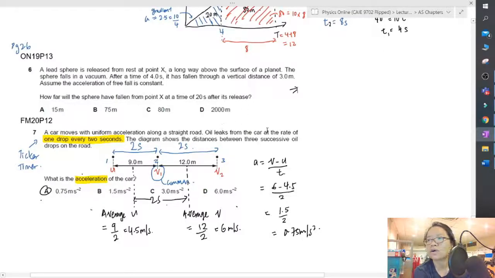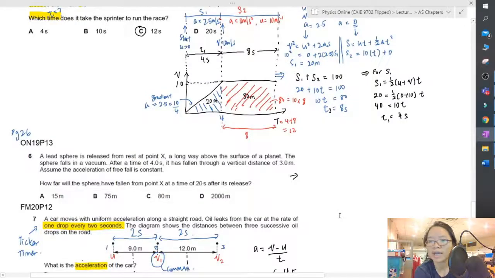Is there any STUVA? The a equals V minus U over T is a STUVA equation, no? Alright, now we do the lead sphere.